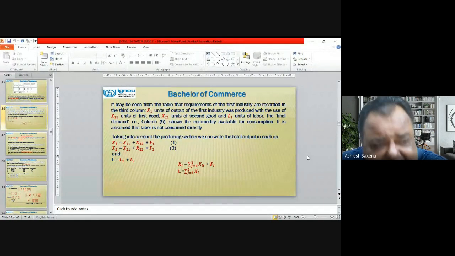If we talk in terms of the summation symbol, so here in equations 1 and 2, we can see that Xi will take up the position, that means in the summation symbol, j equal to 1 to 2, Xij plus Fi. And for L, we have to add up Li from i equal to 1 to 2.